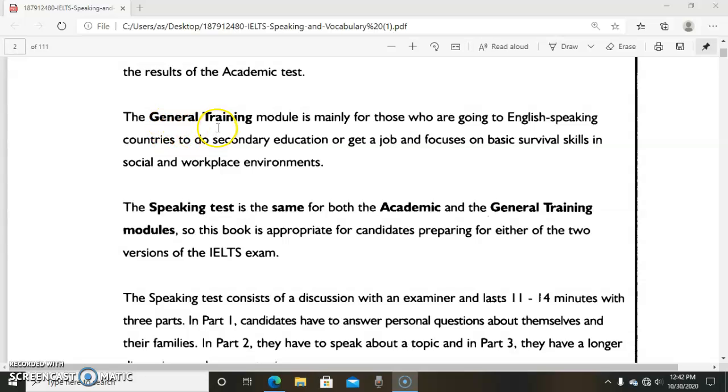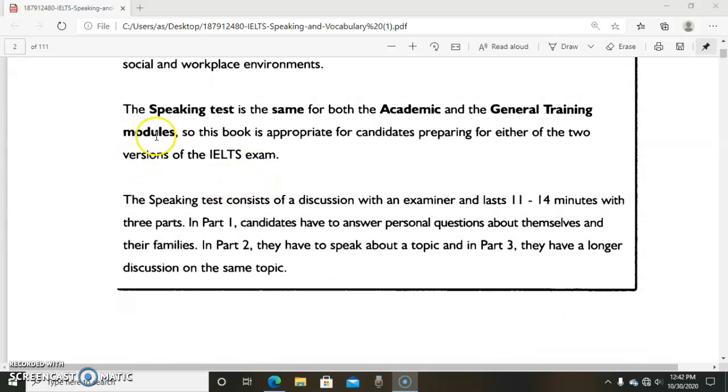There is also a general test. The general module is mainly for those who are going to English-speaking countries to do secondary education or get a job, and focuses on basic survival skills in social and workplace environments. The speaking test is the same for both the academic and the general training modules. So this booklet is appropriate for candidates preparing for either of the two versions of the IELTS exam.